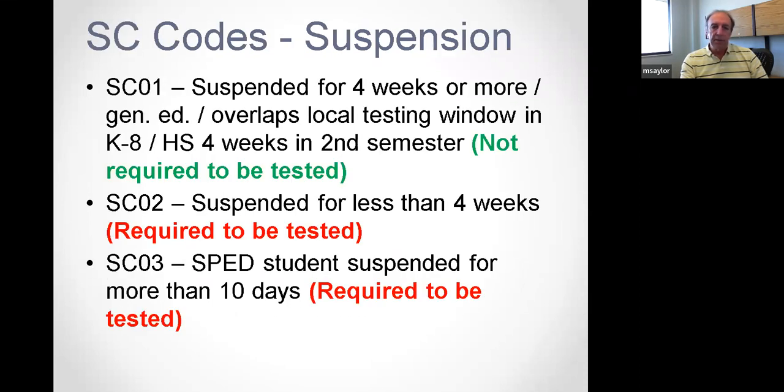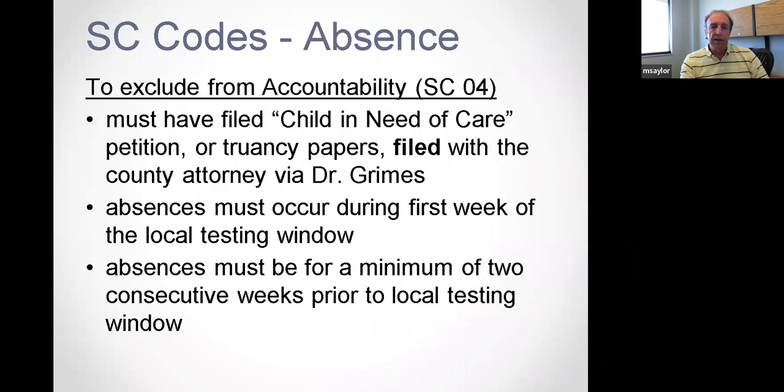Most of these are pretty common. If you got a kid that's been suspended, I generally pick them up, but go ahead and send me an email saying so-and-so's on long-term suspension. It makes my life easier if I don't have to go out there and get it. So generally what I use is an SC01. The truant kids will be an SC04.